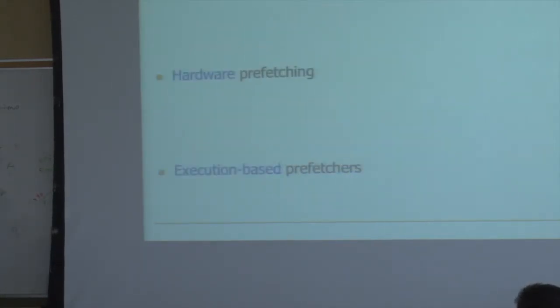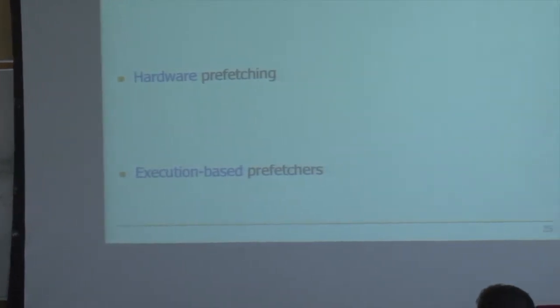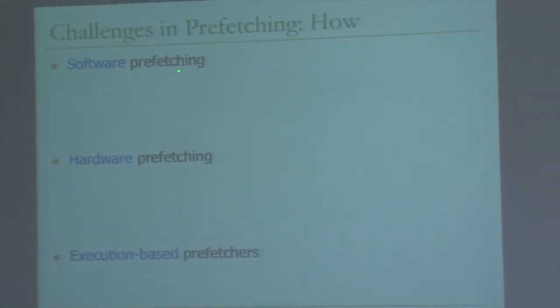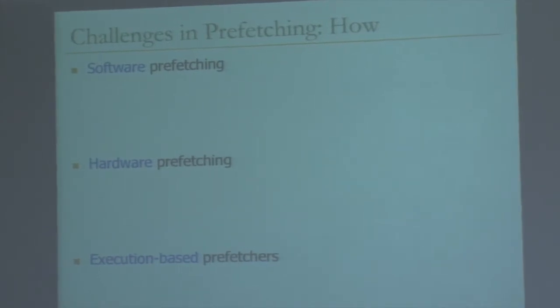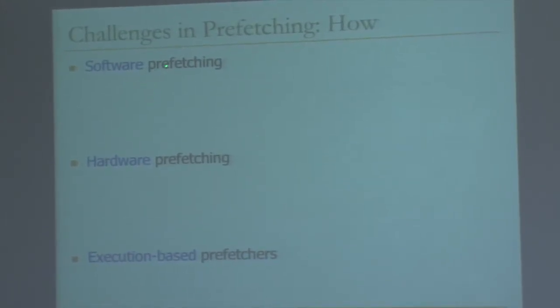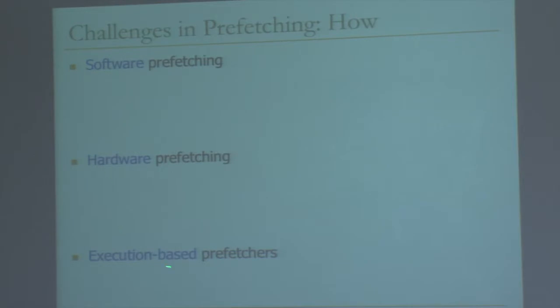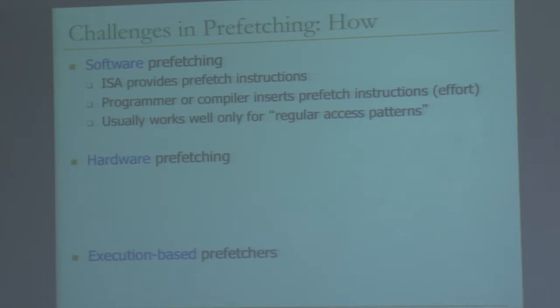So let's go into how a little bit. How actually opens up another design space. Basically, you could do all of this in software, hardware, or execution-based, or in some cooperative manner also. When you do this in software, the ISA needs to provide some prefetch instructions, and we'll see some of these. And somebody, the programmer or the compiler, needs to insert prefetch instructions, which means they need to spend effort doing this. And usually, this works well only for regular access patterns.